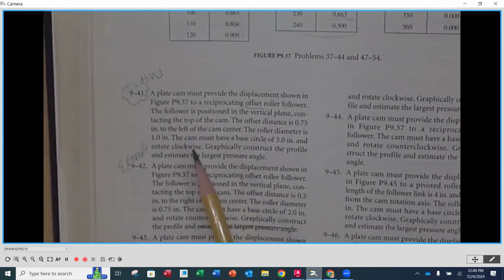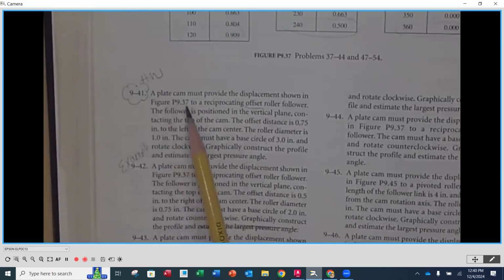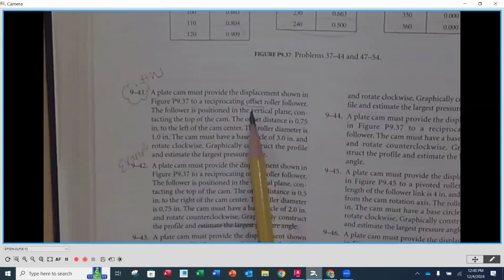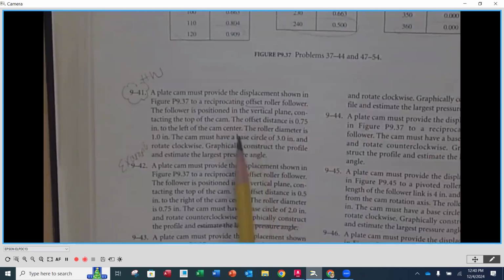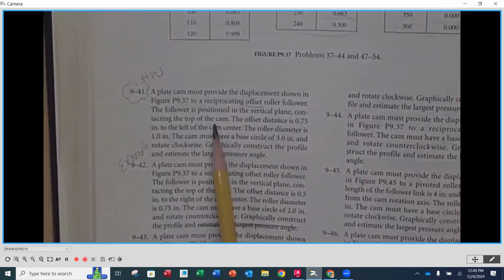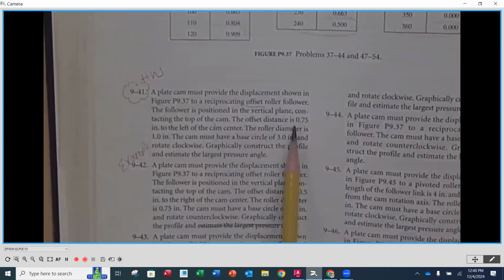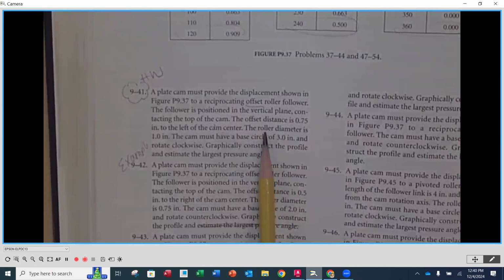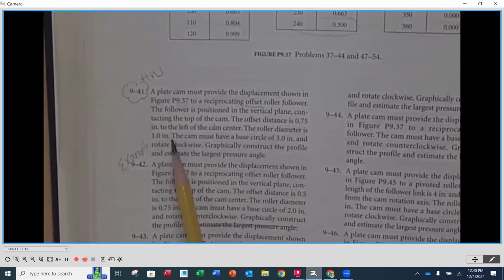The second one that you have is going to be number 41. This one is going to use that same data above, but this is going to be an offset roller follower. The follower is going to be positioned in the vertical plane, contacting the top of the cam. The offset distance this time is going to be 3/4 of an inch and to the left of the cam center. The roller diameter is going to be 1 inch. The cam must have a base circle of 3 inches and the cam is going to rotate clockwise.